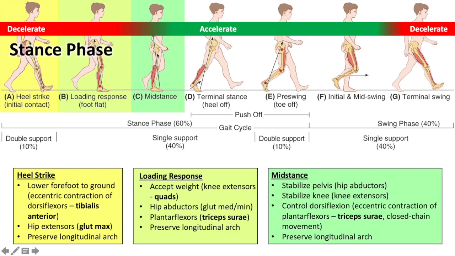Mid stance, I've got my knee straight, and what's going to be happening is I need to be able to stabilize the pelvis, stabilize the knee, so our hip abductors, our knee extensors. But what's most important is controlling that dorsiflexion. So that triceps surae is what's going to be most affected.